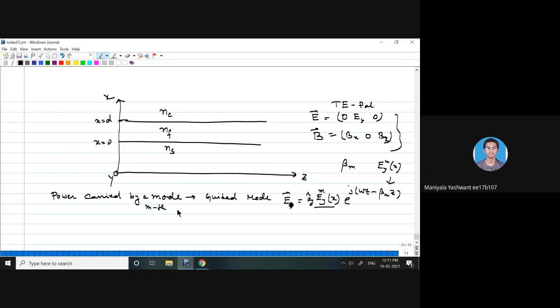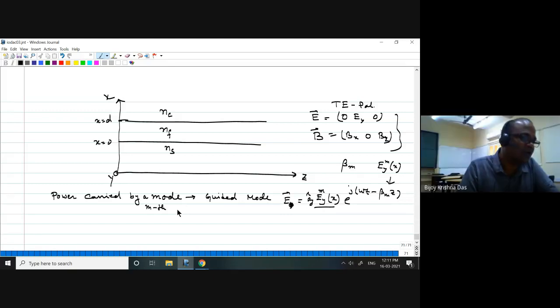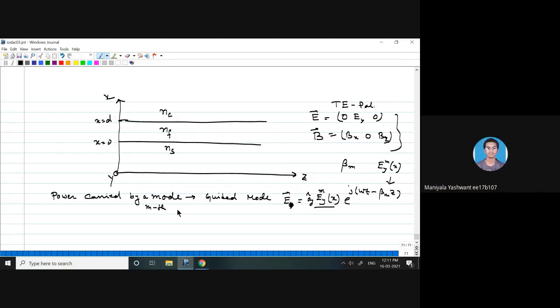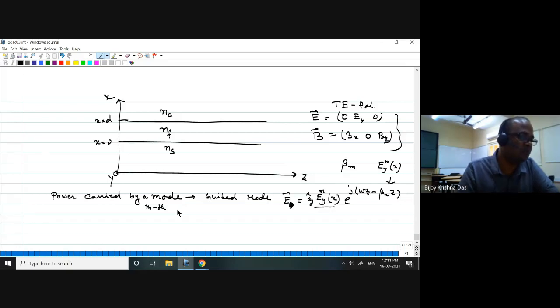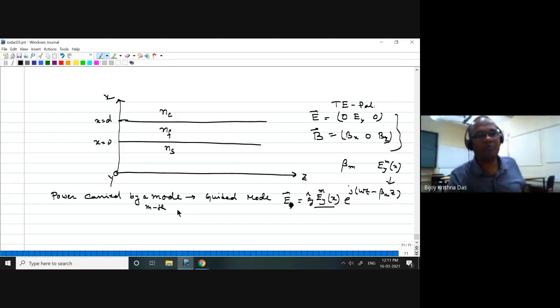Discrete number, sir, because electric field is discrete. You just answer to the point. I said, how much power can be carried by a mode, that means feasible solution. How much power can you actually load onto it? 1 milliwatt, 2 milliwatt, 5 milliwatt, any number?